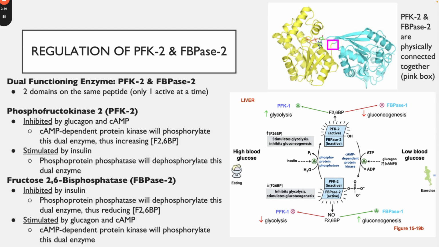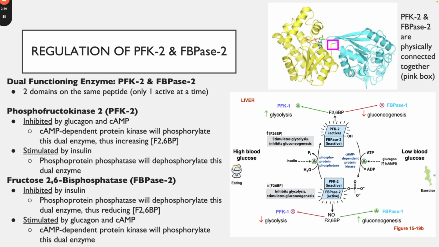And then in terms of regulating our F26BP, it's a dual enzyme. PFK2 and FBPase2 are connected together; they genuinely are connected by amino acid sequence. What this means is you can only have one or the other on. It's like a light switch. You can either have it on or off. So there are two domains on this peptide, and only one is active at a time.